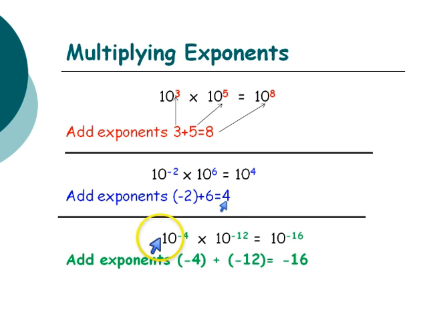And another example, 10 to the minus 4 times 10 to the minus 12. Again, add the exponents. A negative 4 plus a negative 12 is equal to negative 16. You should know how to do this. If not, again, you can review in that math handbook. So this is multiplying exponents.